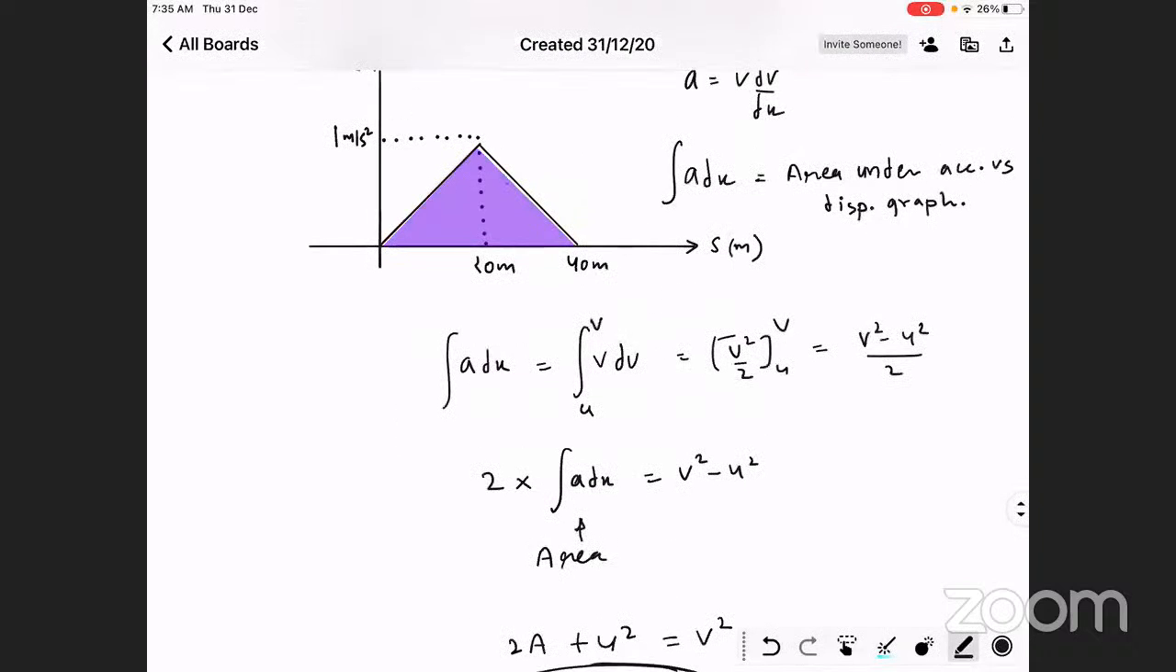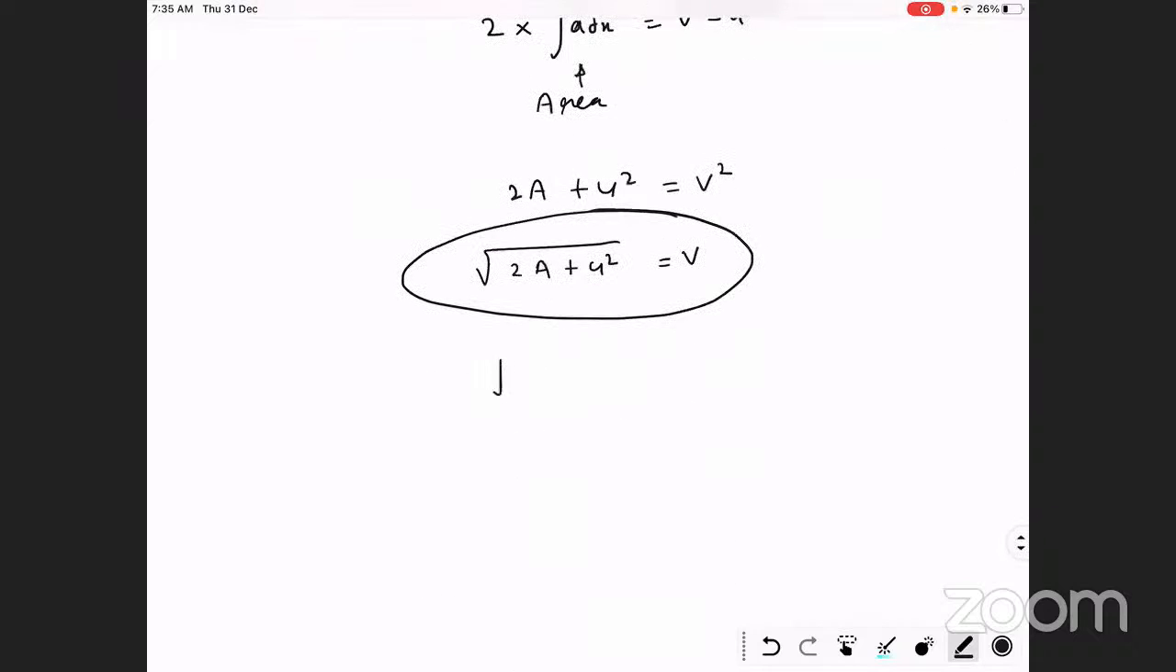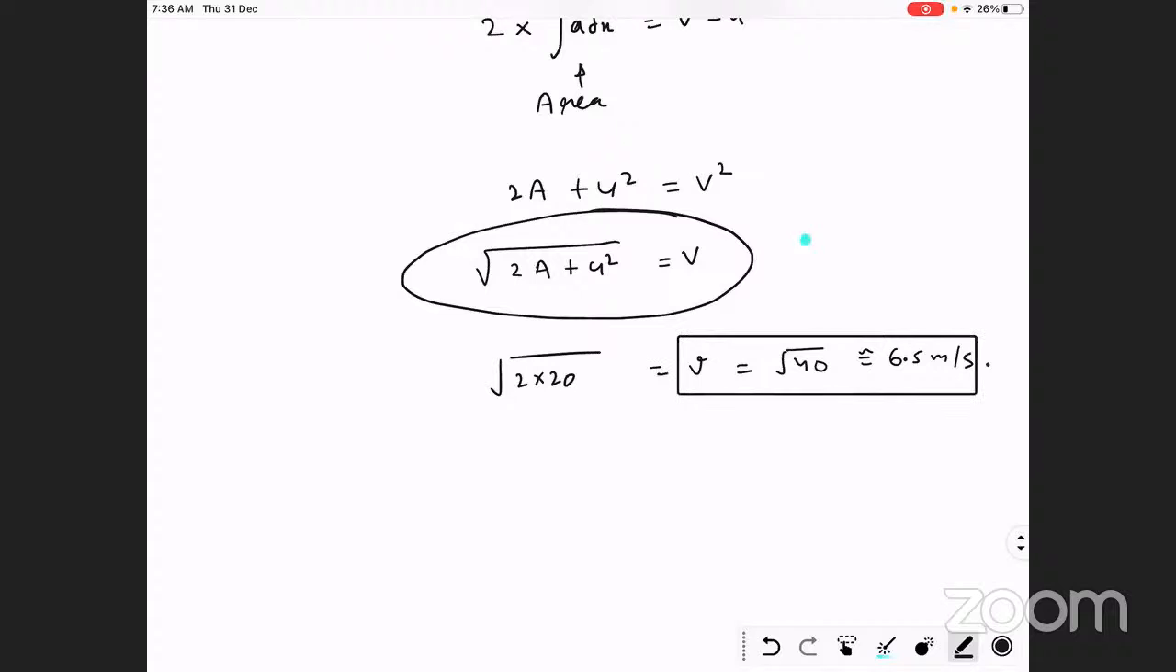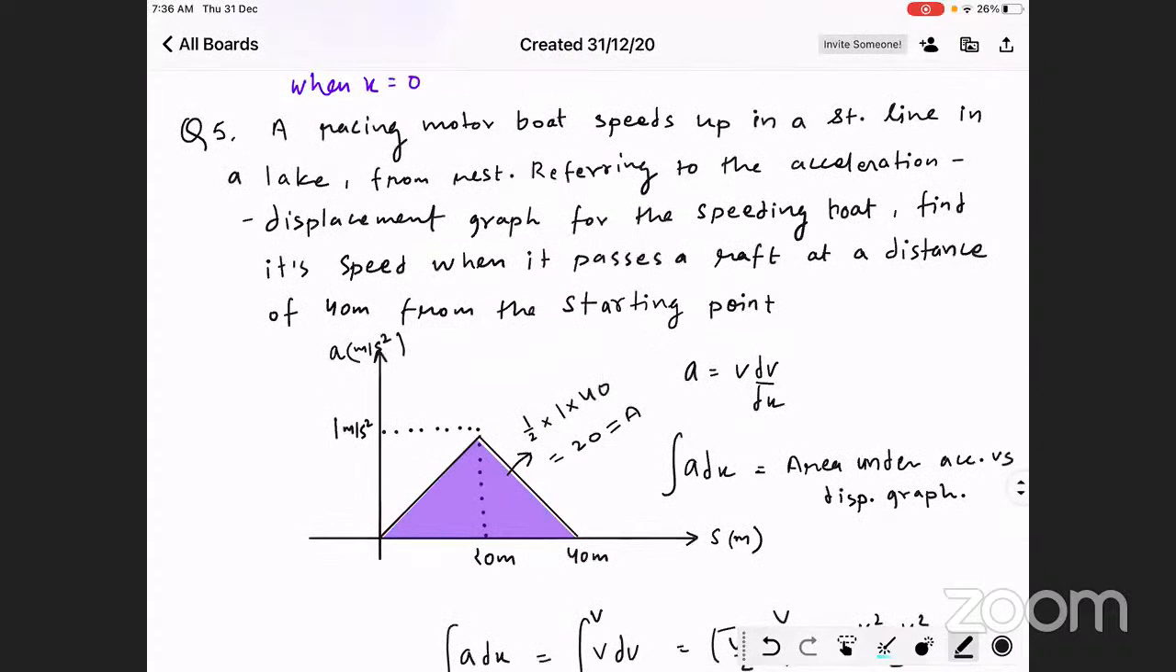So what is the area? So the area is 20. Put here area 20 meter per second. 2 into 20, u is 0. So v is under root 40, beta, approximately 6.5 meter per second. Understood? Did you enjoy it? Understood everyone? Yes, sir. Okay.